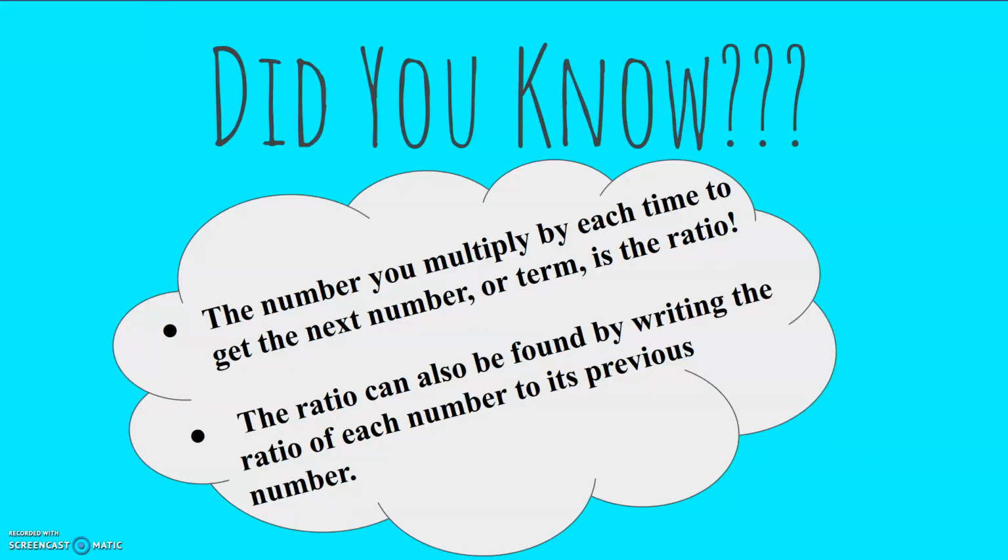The number you multiply each time to get the next number or term in a geometric sequence is called the ratio. So we're still talking about ratios. It'll be the ratio between one number and the next, one term in the sequence and the next. The ratio can also be found by writing the ratio of each number to its previous number. So what is the ratio between this number and the next number in the sequence? And we'll do that in the examples.